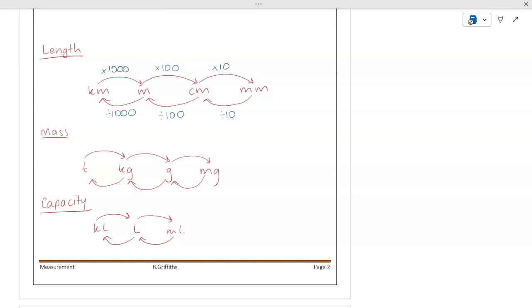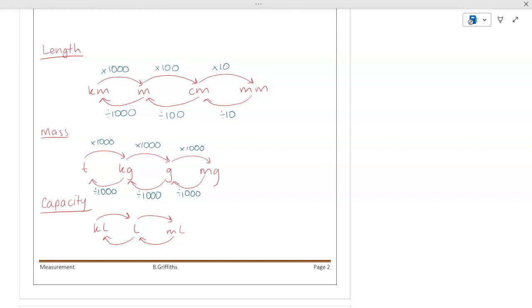If we're looking at mass, we're looking at our tonnes, kilograms, grams and milligrams. Now this one's quite simple as it's all the same. So there are 1,000 kilograms in a tonne, 1,000 grams in a kilogram and 1,000 milligrams in a gram. So these are all times 1,000 for these conversions, and to go back the opposite way, it would be to divide by 1,000 for each one. So again, if you need to know how many milligrams are in a tonne, we divide by 1,000, then divide by 1,000 again, and divide by another 1,000. Or you can do it in one go and divide by 1,000,000,000.